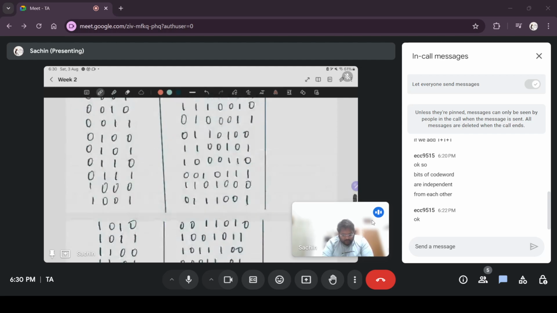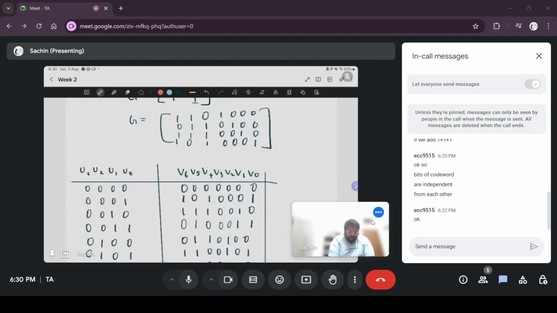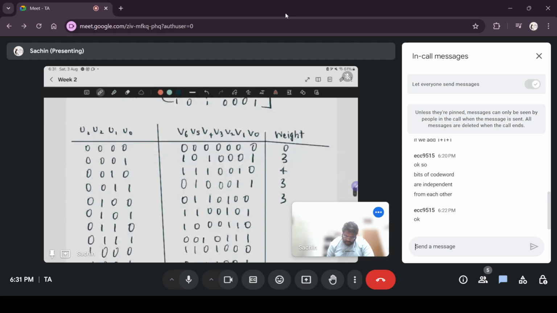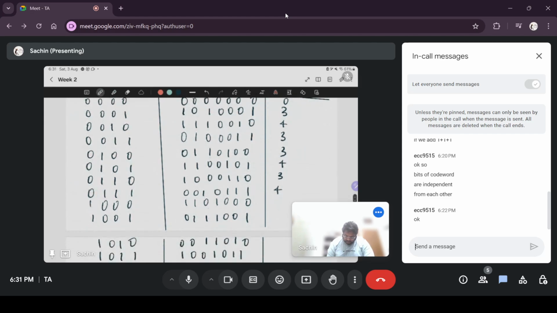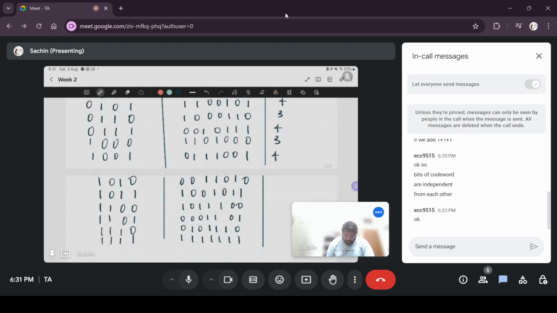and then let's write down the Hamming weight of each of the code words. Weight, so the 0 code word has weight 0, the next code word has weight 3, this has weight 4, 3, 3, 4, 3, 4, 3, 4, 3, 4, 4, 3, 4, and 7.